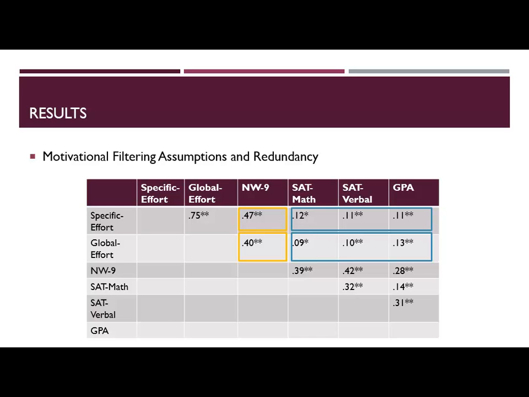Also, the correlation between test-specific effort and global effort was large at 0.75. This implies that the between-student differences in reported effort were generally consistent across the test battery. The magnitude of the correlation also suggests that test-specific and global effort failed to be completely redundant. This implies that there may be possible benefits of measuring test-specific effort over and above global effort.